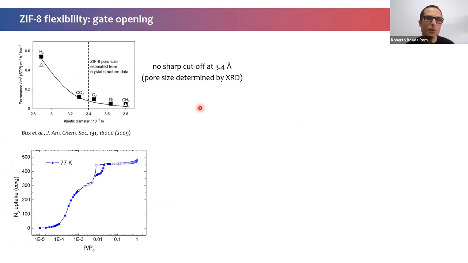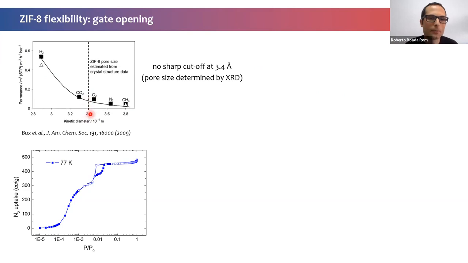Some studies that were performed showed that when different gases were flowed through the bed of this porous material, we could observe that when increasing the kinetic diameter of the gas molecule, there was not a sharp cutoff at what was expected, which is the window size of this pore aperture, the pore aperture of the sodalite cage.